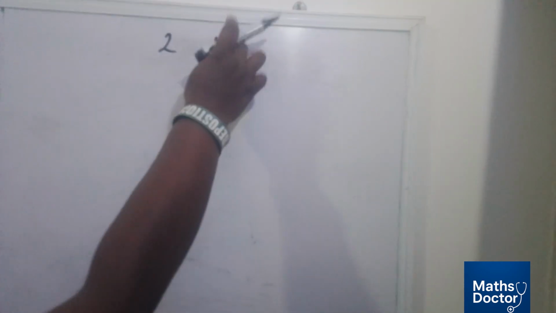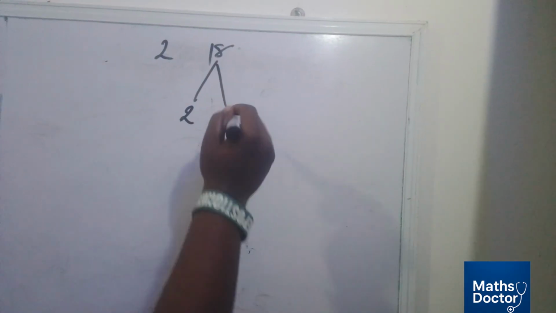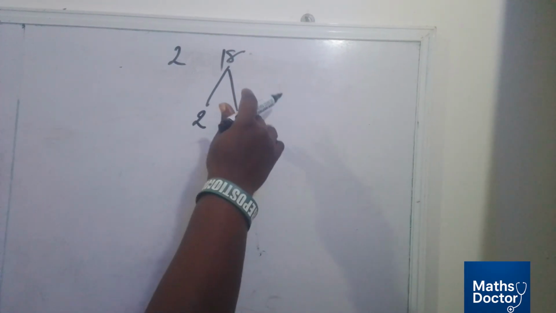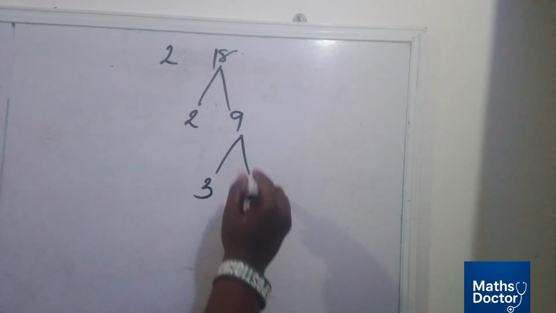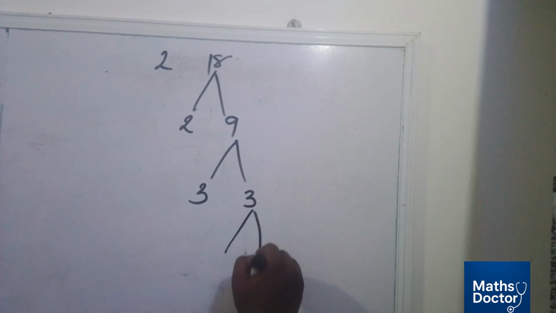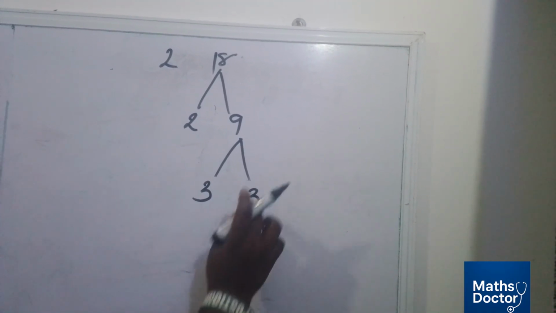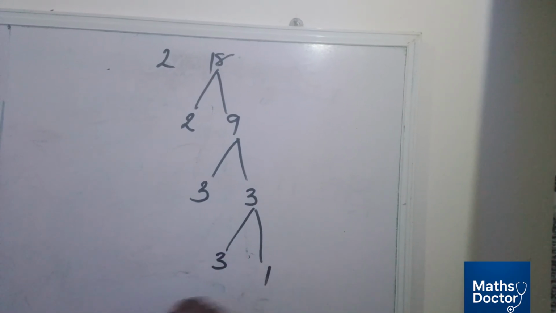Now 2 inside 18, you have 9. 9 is an odd number, so 2 will not go. So you go 3. 3 inside 9 is 3. And 3 can divide itself. So 3 divided by itself is 1.